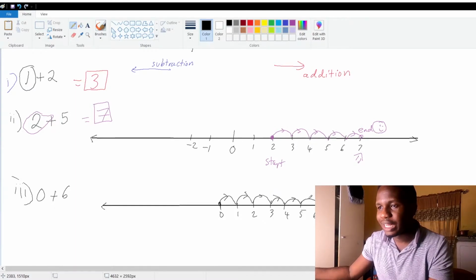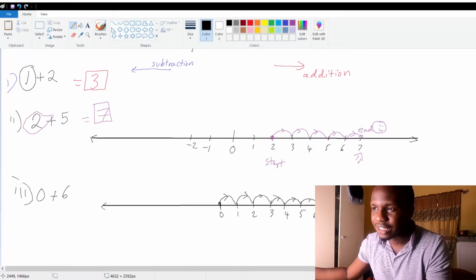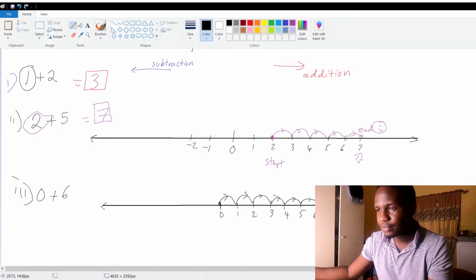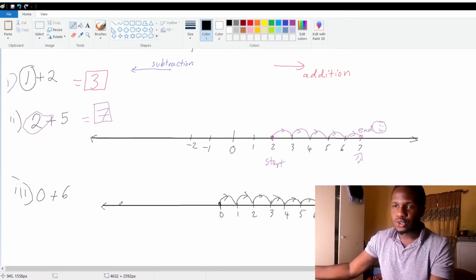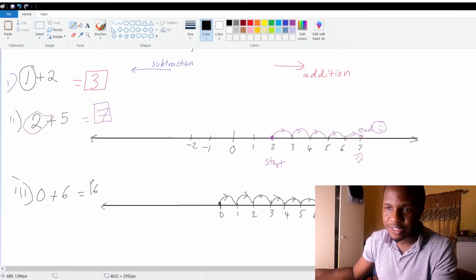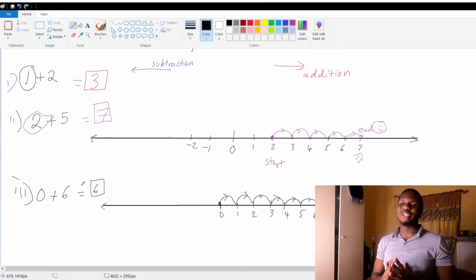Okay, and we landed at what number? We landed at 6. So this is our end point. Okay, this is our end point. So 0 plus 6 is 6. I hope there are no questions with this.